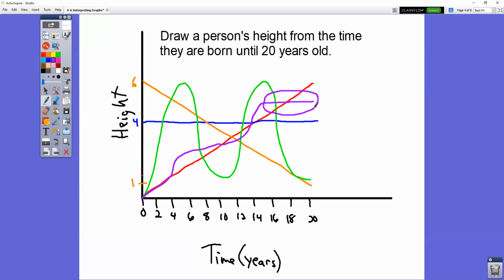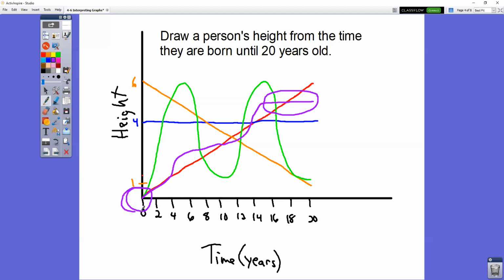Me personally, I've been the same exact height since I've been 16 years old. Since I've been 16, I haven't grown at all. I could still fit into the same clothes from when I was 16. But do other people keep on growing? Sure. Every person's a little bit different based on their genetics. But this is a wrong answer still, this purple one. Why is it a wrong answer?